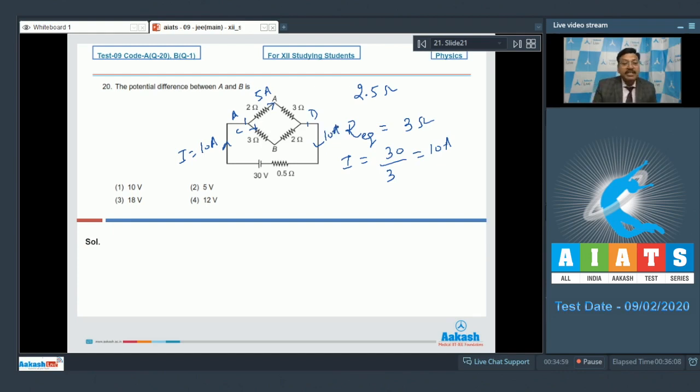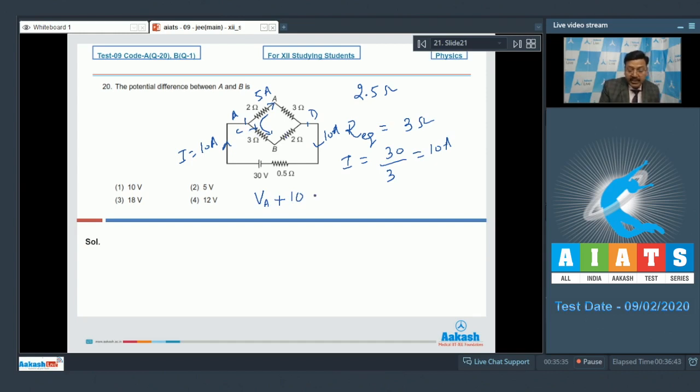Now to find the potential difference between points A and B, let's start traversing from point A and reach B. Well, in this particular case, we can take either path. Let's take this path. So this is how we are going from A to B. So the potential of A is VA, let's say. Now, since we are going opposite to the direction of current, the potential increases by IR. I here is 5 and R is 2. So the change is plus 10 volt.